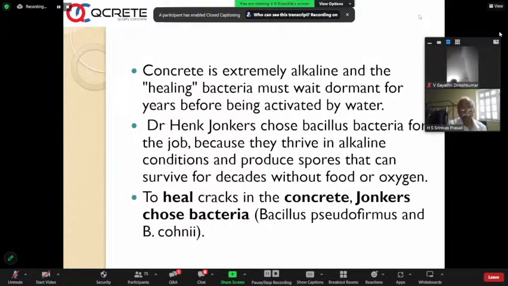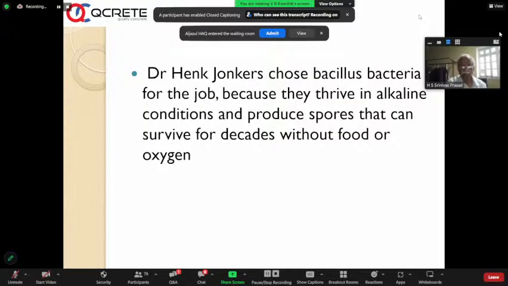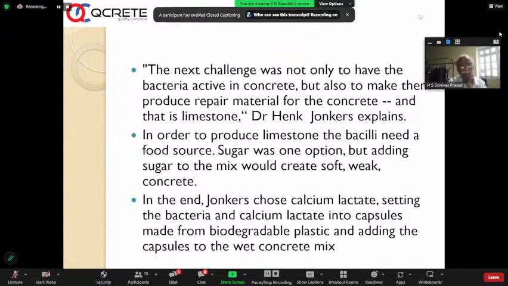So Dr. Jonkers chose Bacillus bacteria for the job because they thrive in alkaline conditions. And to heal the cracks in the concrete, Jonkers chose Bacillus pseudofirmus and B. cohnii, which can live without food and oxygen for several years. The next challenge was how we are going to put this into the concrete, how it can work in the concrete. So Dr. Jonkers chose calcium lactate, putting the bacteria and calcium lactate into capsules made from biodegradable plastic.